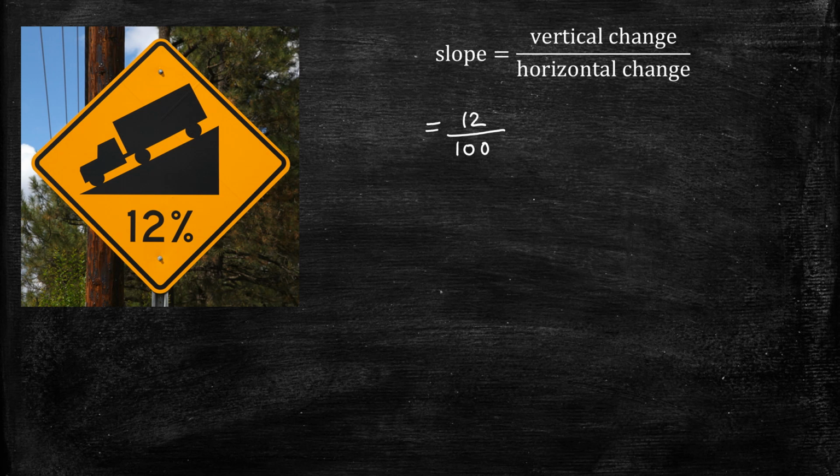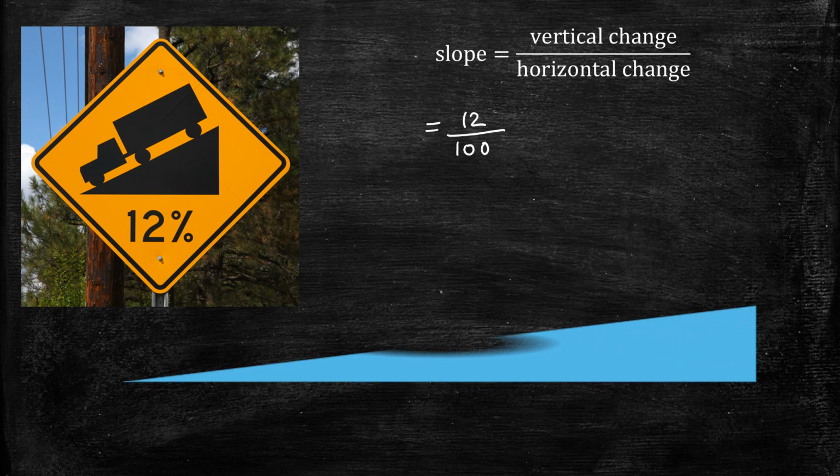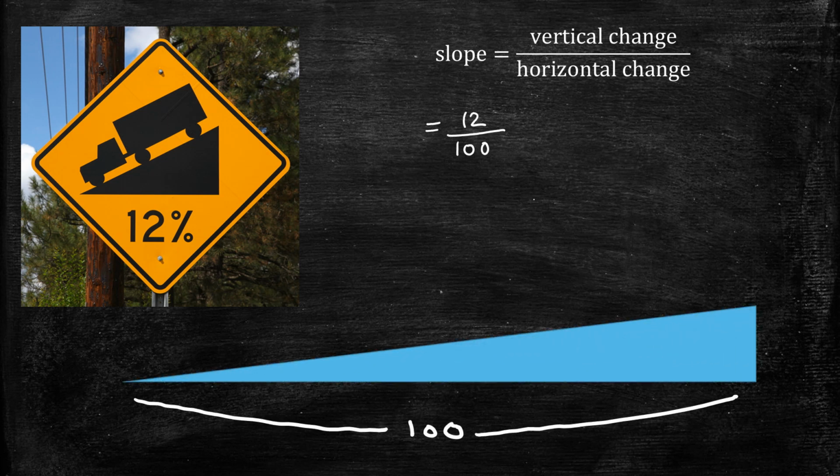Now, you might think to yourself, how can the vertical change be 12% of the horizontal change? And that triangle, that hill in the picture, doesn't look to scale. So I actually drew one to scale. And I made it so that the base corresponded to 100 and the height corresponded to 12 of that triangle. So 12% doesn't sound very steep, but it really is for trucks, especially if it's a long hill going uphill.